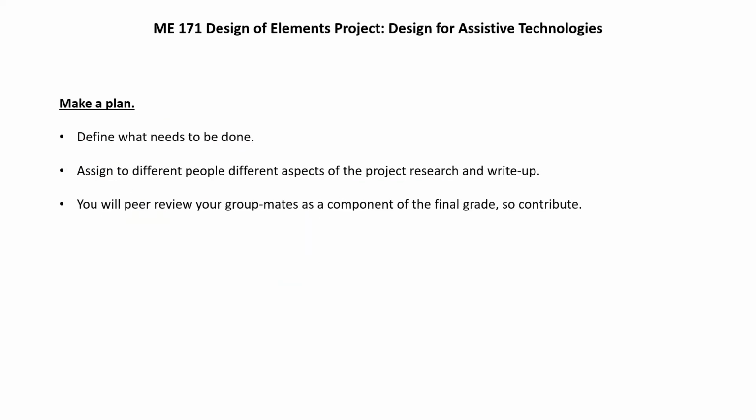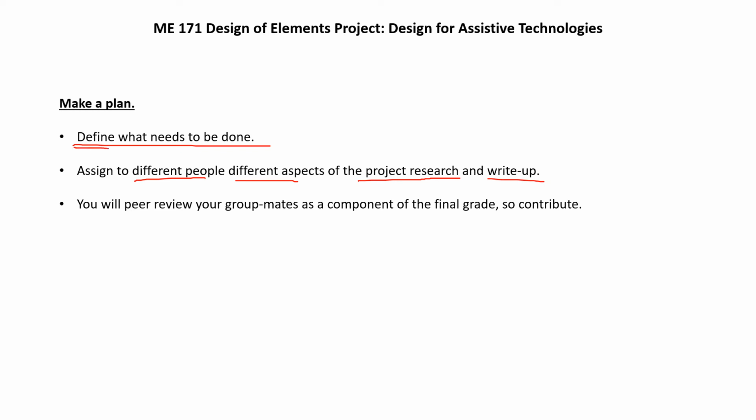Now, as you're getting started with this group project, one thing that's very important is to have a plan. Going in blindly to a project like this, with this many different things going on, can be overwhelming. So I think it's a great idea to start off with a basic plan. Within this plan, you want to define what needs to be done. Then once you understand what needs to be done, you can assign different people to different aspects of the project, such as research, write-up, FEA, CAD design, and all that.